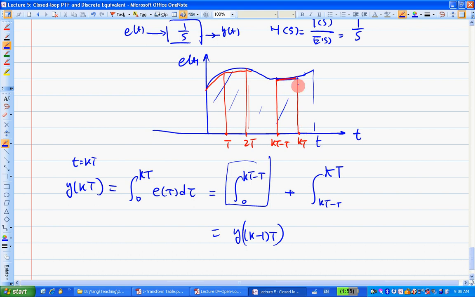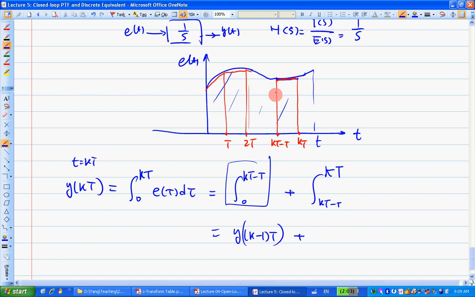So it's the area underneath this part of the curve. The way that we want to approximate this is to use the trapezoid. So what's the area of this trapezoid? The formula for the area of a trapezoid is this side plus this side, multiplied by the height, then divided by 2. The height is this T, divided by 2.